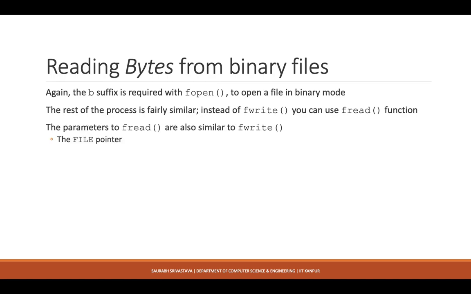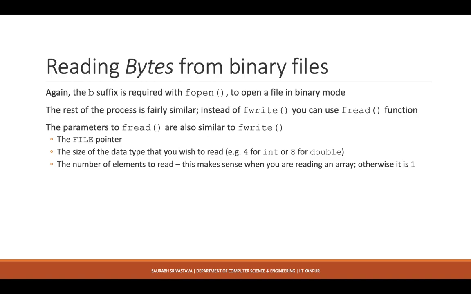You basically pass the file pointer, the size of the data type that you wish to read, the number of elements. Again, this is relevant when you are reading the whole array, right? Like in this case we will require that, otherwise it will always be just one. And then a pointer to a variable or array.